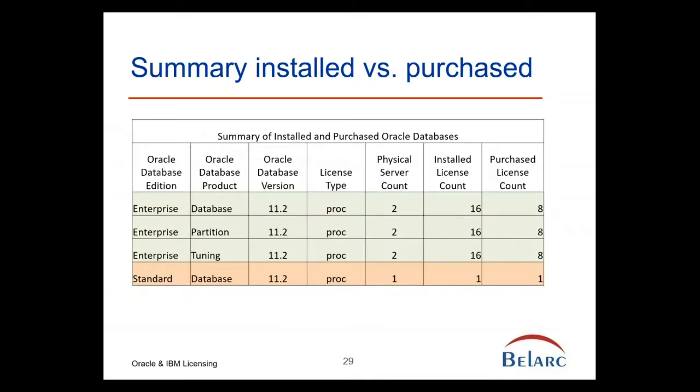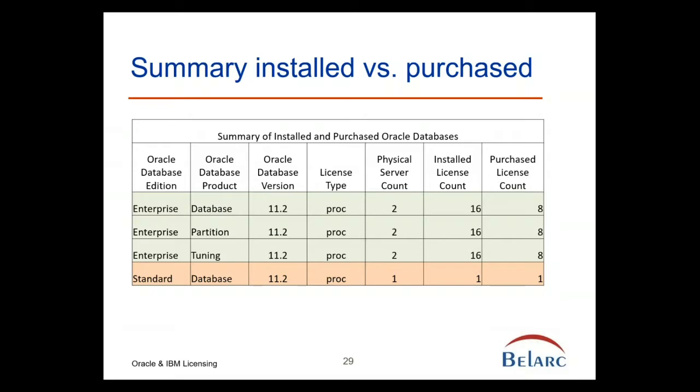So what we can do is we can now merge the data from these two tables together. So we've got all the rows which are common to the two tables. That is the identifier of the product, the edition, product, and version, and license type information. And then we have the different columns from the two activities. From the discovery side, we have the physical server count and the installed license count. And on the purchase side, we have the purchased license record count.